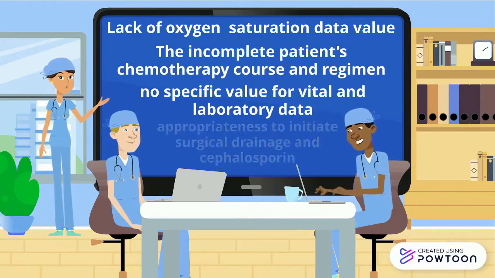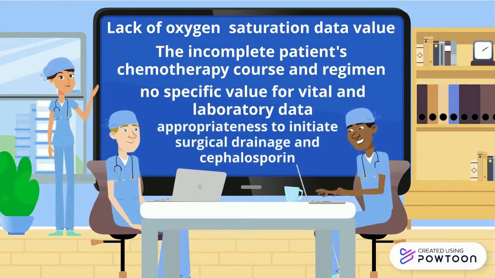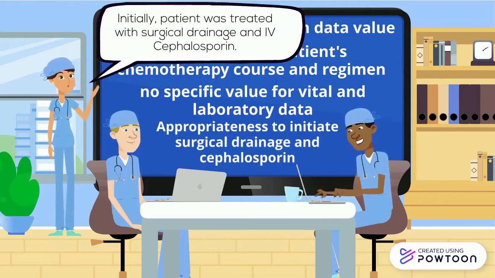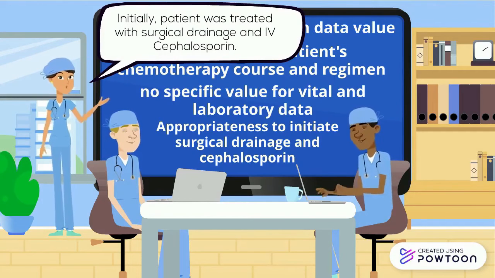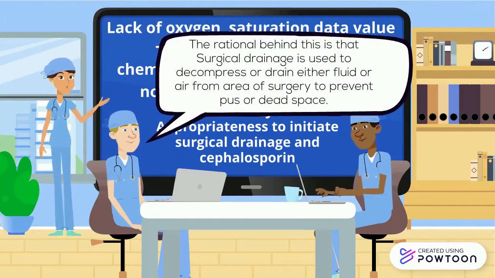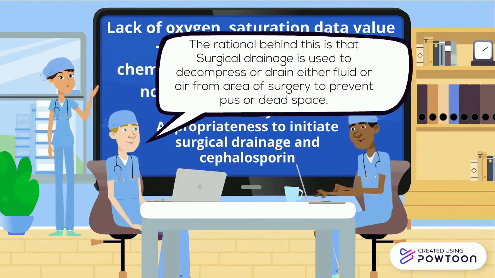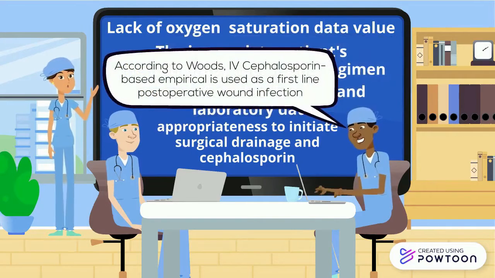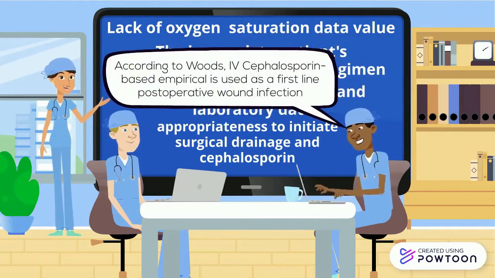For the fourth assessment, it is on the appropriateness to initiate surgical drainage and intravenous cephalosporin treatment. Initially, the patient was treated with surgical drainage and intravenous cephalosporin. The rationale behind this is that surgical drainage is used to decompress or drain either fluid or air from the area of surgery to prevent pus or dead space. According to Woods, intravenous cephalosporin-based empirical treatment is used as a first line for post-operative wound infection.